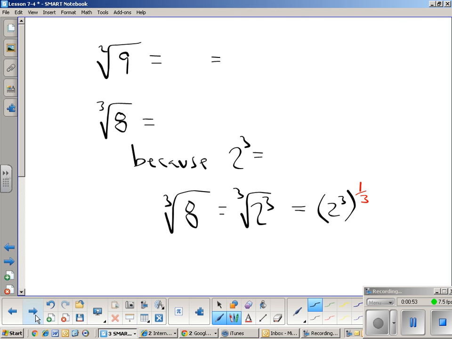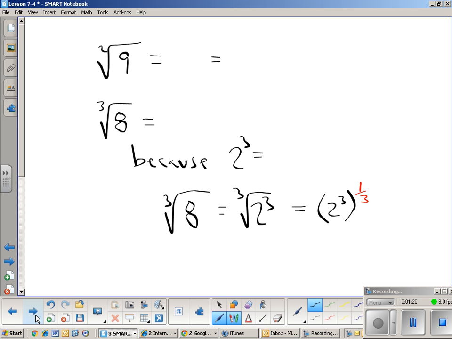There's a bunch of rules they gave us on page 381, properties of exponents. Well, they're all reminders, okay? Because you've seen these before in algebra. But now they apply to rational exponents, but they're all the same rules.